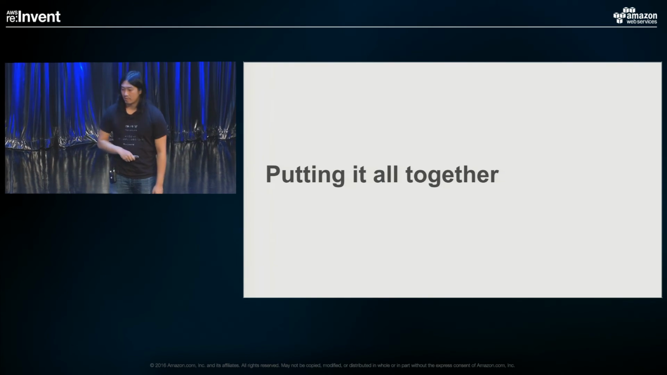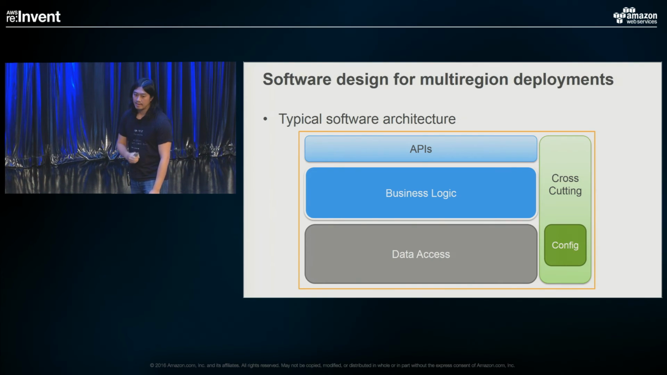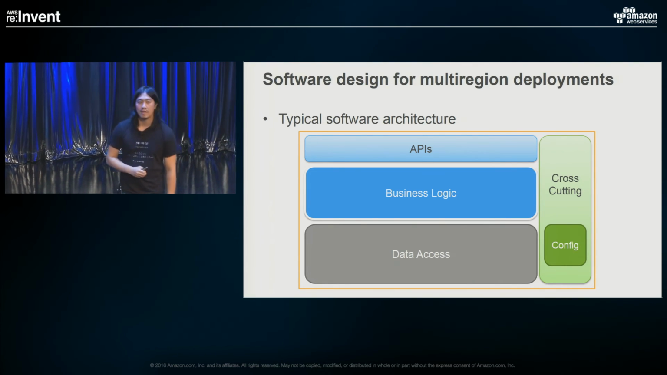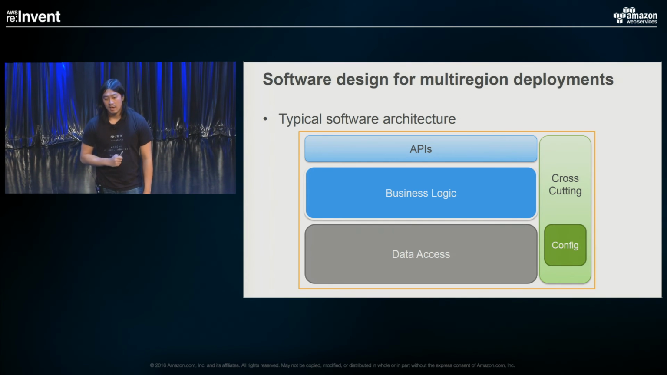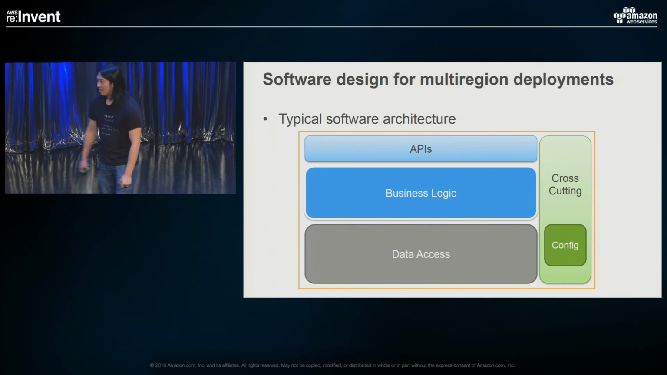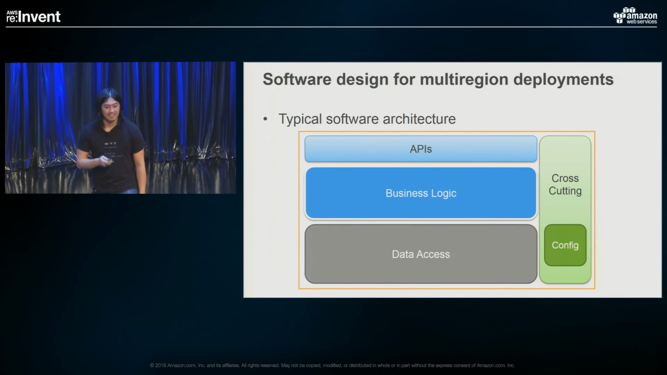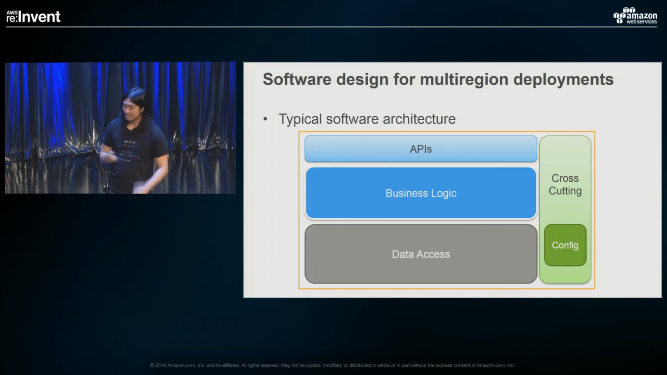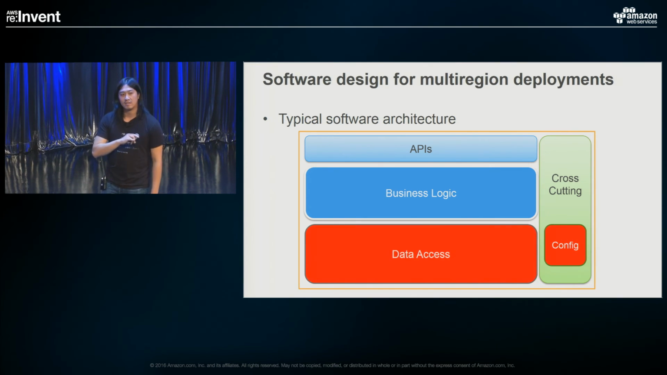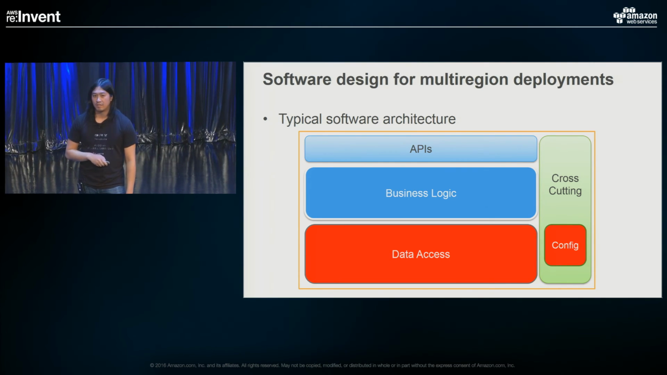So let's say we're putting it all together. One key thing is that you should make sure your software design is capable of multi-regional deployments. And this is your typical software architecture. You have your API, business logic, data access. Everyone has the same design. It's nothing special. But I want to focus on two key components: the data access and the configuration.